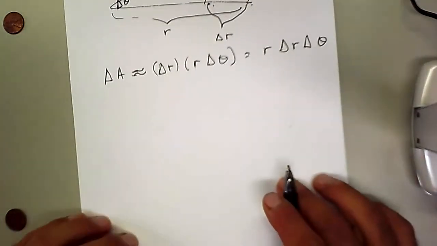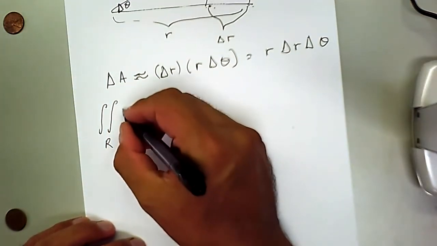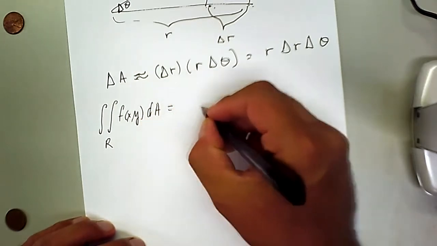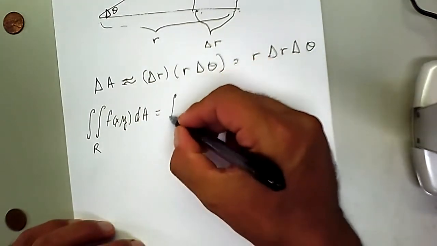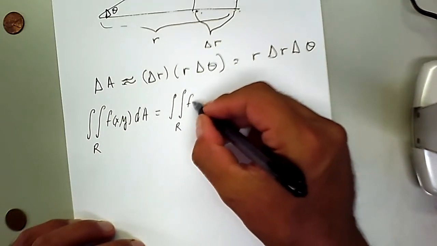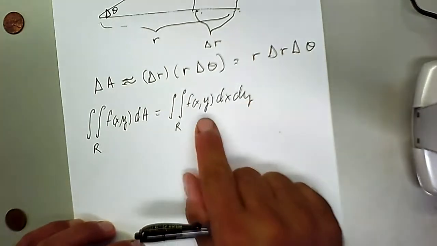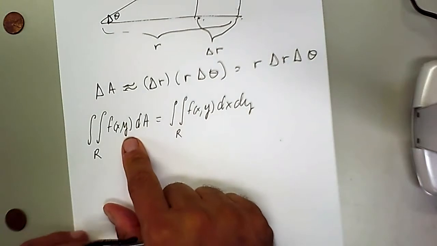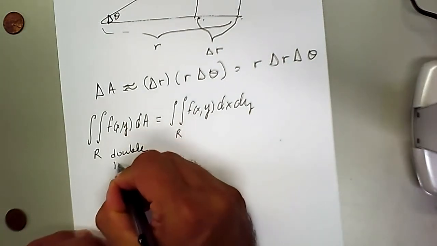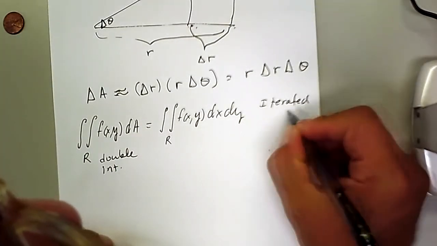So the conclusion of this is, if you've got a double integral over a general region of a function of two variables, x, y, with respect to the area, we know from previous videos that this is equal to, over the same region, the same function, dx dy. The difference is that this is an iterated integral. This is the double integral. So this is the double integral, and this is an iterated integral.